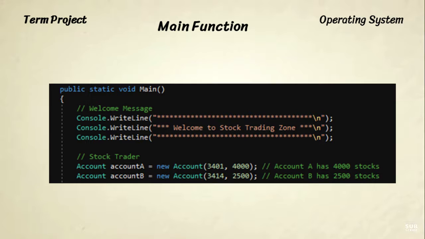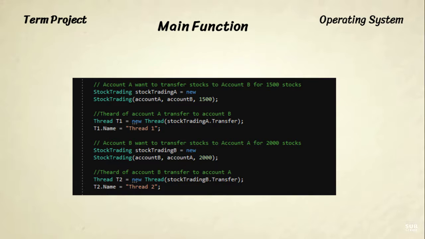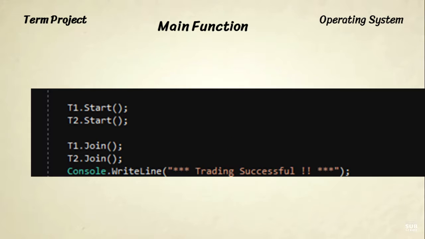Let's look at our main function. First, it prints a welcome message and assigns two variables to two Account objects, account A and account B. Then we create two threads. The first thread transfers the stock from account A to account B, and the second thread transfers from account B to account A. Finally, we start both threads and print trading successful after the trade succeeds. And we'll run the code.